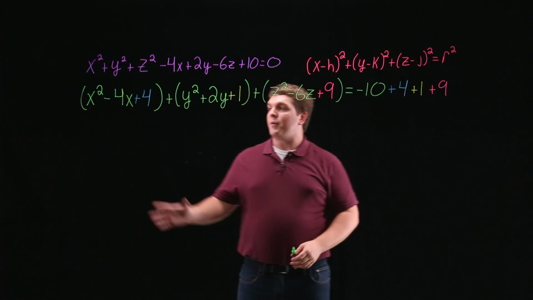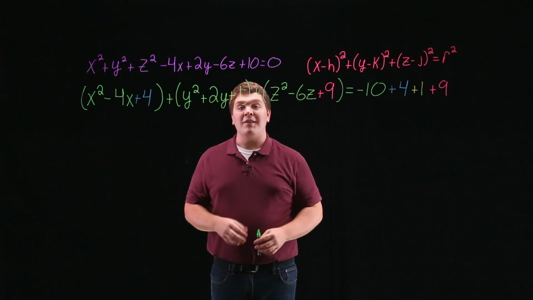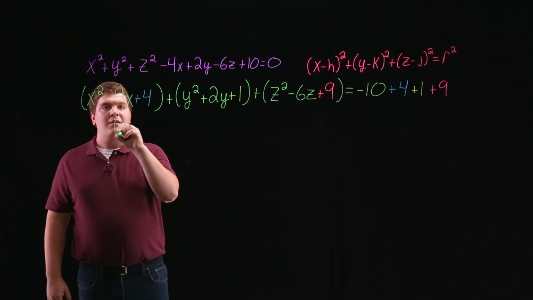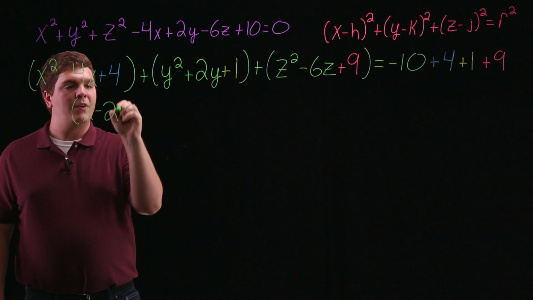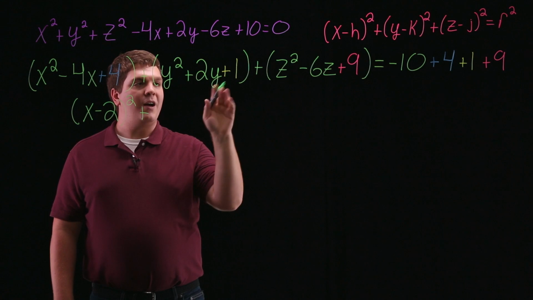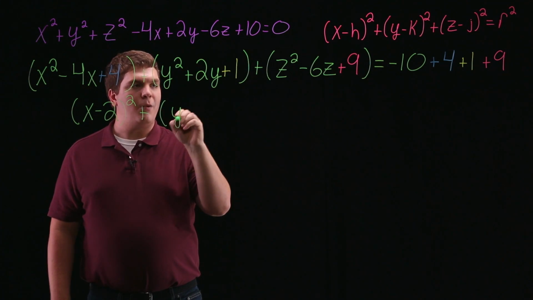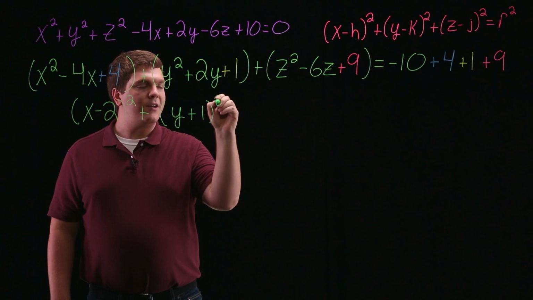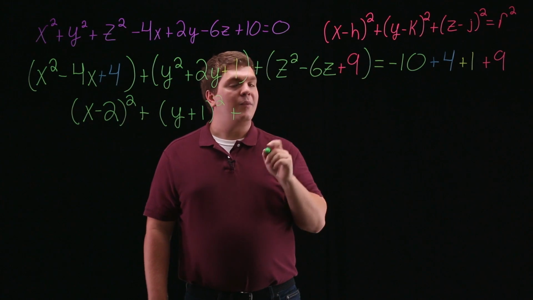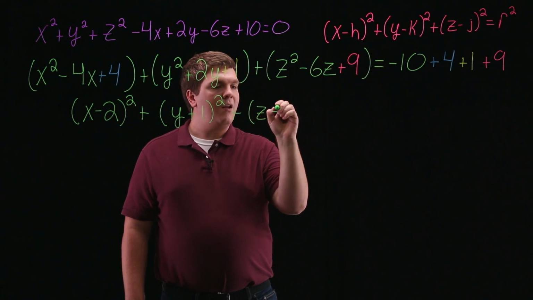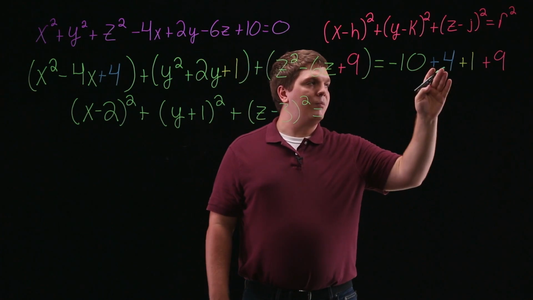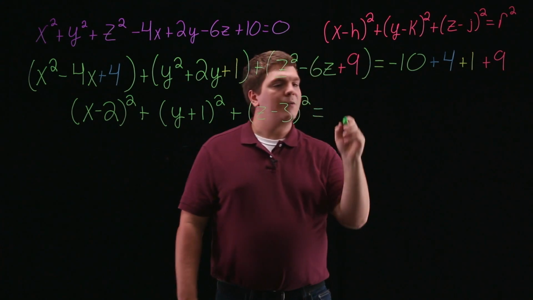Now we have 3 perfect squares, so let's go ahead and factor these. x squared minus 4x plus 4 factors into (x minus 2) quantity squared, y squared plus 2y plus 1 factors into (y plus 1) quantity squared, and z squared minus 6z plus 9 factors into (z minus 3) quantity squared. And this is equal to negative 10 plus 4 plus 1 plus 9, which is equal to 4.